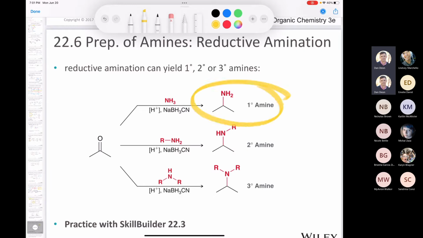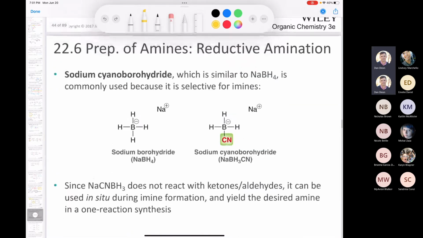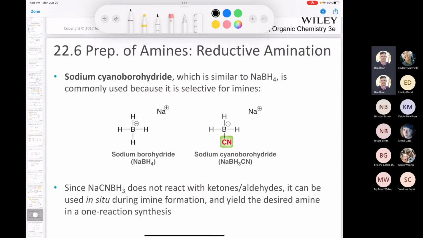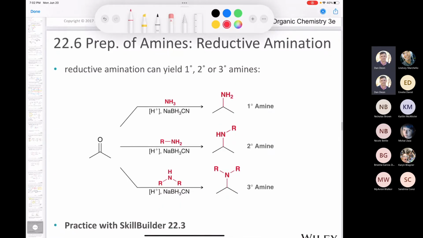You make that primary amine if you have ammonia. If you use a primary amine, you make a secondary amine, and if you use a secondary amine, you get a tertiary amine. Very, very interesting chemistry, very quick chemistry. And again, the whole idea of the sodium cyanoborohydride is that the cyano group is electron withdrawing, which stabilizes the negative charge on the boron and renders it essentially more selective. That's the whole rationale behind using sodium cyanoborohydride. So this is what we call reductive amination, because you're forming an amine. It's being reduced to produce an amine.